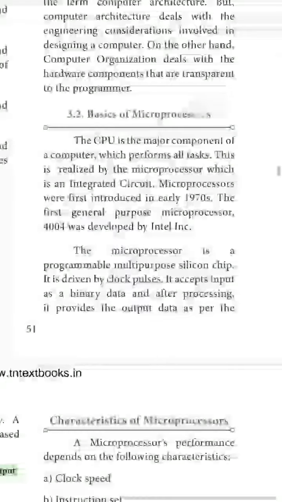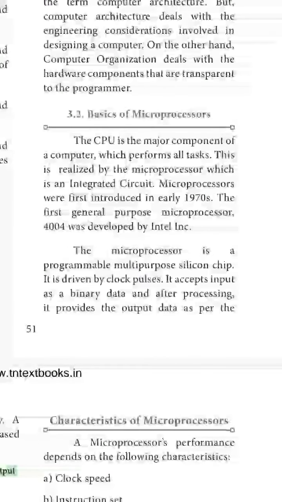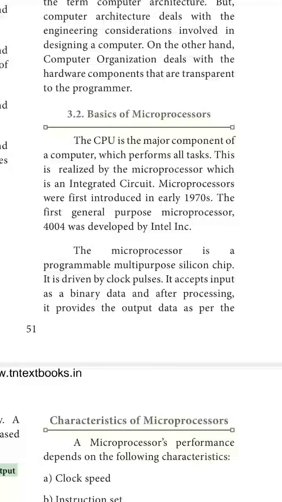Next is the basics of the microprocessor. A microprocessor is a chip that is capable of handling or executing the instructions that we provide. That is the brain of the computer. It is also known as the CPU. Microprocessor, CPU, everything is the same.